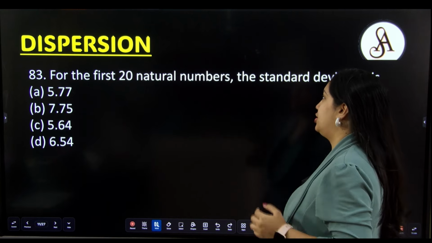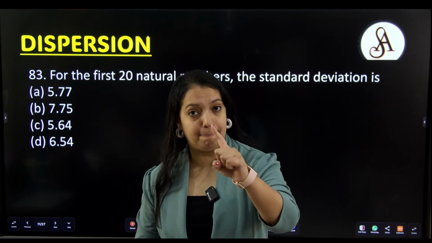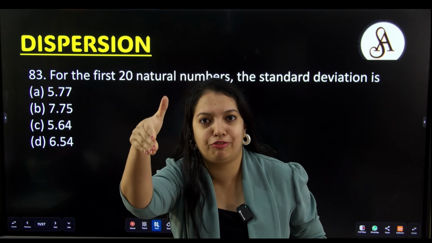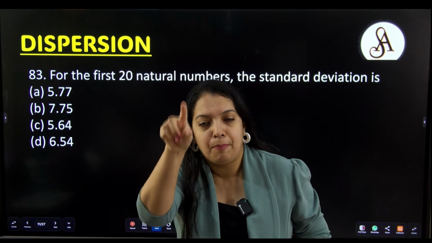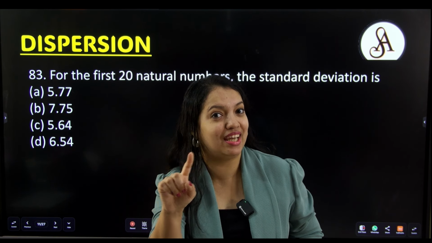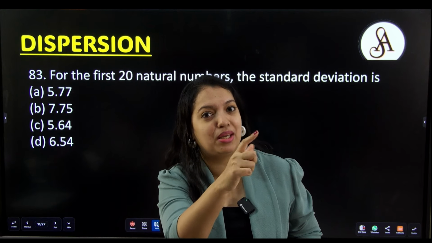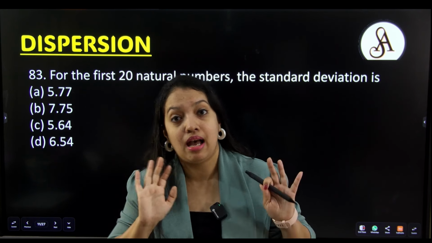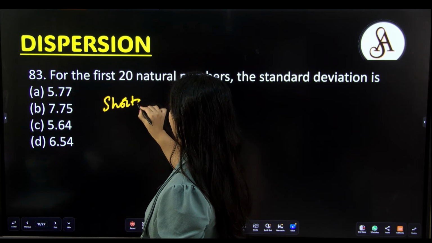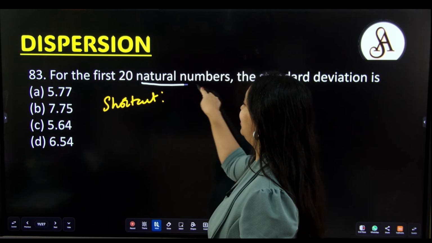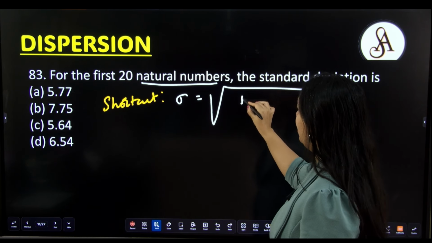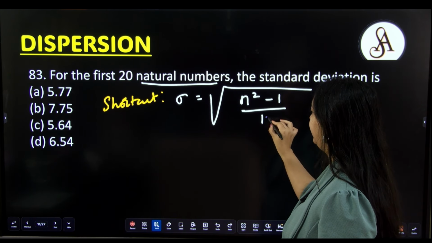Next. For the first 20 natural numbers, standard deviation is dash. Method 1, you can try using the regular method. Take all the x values as 1, 2, 3, 4, 5, 6, 7, 8 up to 20. Put the standard deviation regular formula, square root of summation x square by n minus summation x by n the whole square. You can do that. I'm not trying that. I'm trying using a shortcut formula. Whenever they say natural numbers, you can calculate standard deviation as square root of n square minus 1 divided by 12.